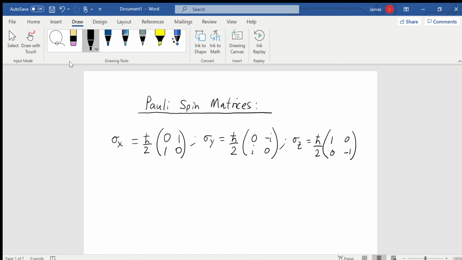Notice they all have h bar over 2 factored out. You can look at my video on simple harmonic oscillators to get a feel for where that h bar over 2 comes from. Essentially we're going to ignore that h bar over 2 in what follows. What we're going to do is find what are called eigenvalues of these Pauli matrices.